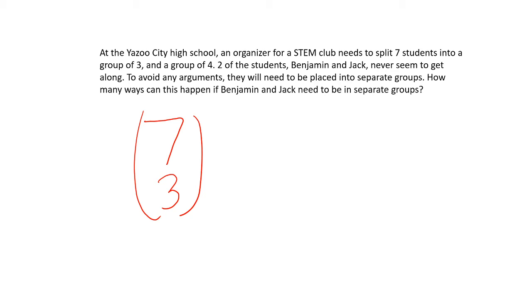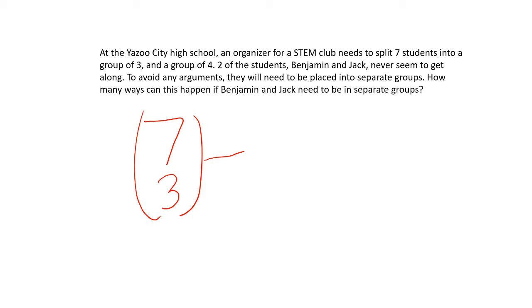Now, hopefully you've come up with a plan. And in the last video, we did the same thing. And because this is one of my favorite strategies, I use this almost every single problem. So we subtract off everything that goes against our restriction. In this case, placing Benjamin and Jack in the big group or in the small group goes against our restriction.